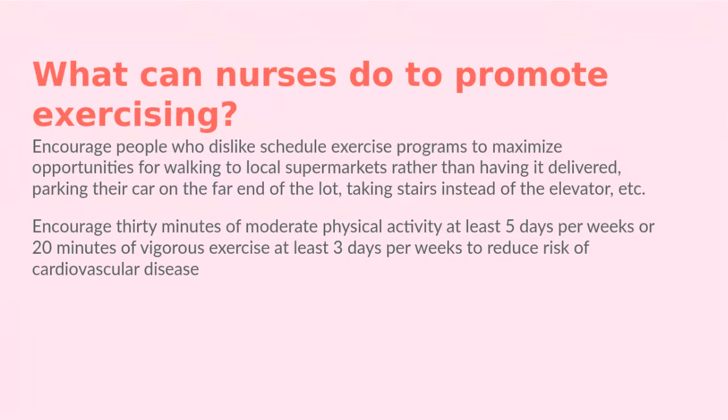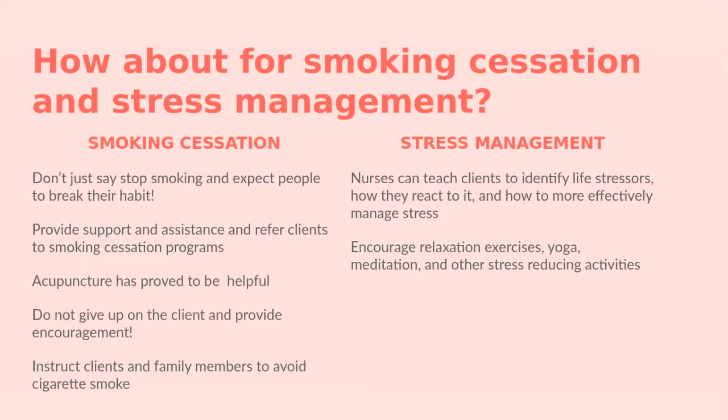And then what can we do for smoking cessation and stress management? You can't just tell them to stop smoking and expect them to stop. It has to be a gradual process. So you want to refer them to some sort of support system, like smoking cessation programs. Sometimes acupuncture can help, and just keep being there for the patients, provide them encouragement, and also tell their family members. That also helps a lot. And stress management is just the things that we've been doing: exercise, yoga, meditation.